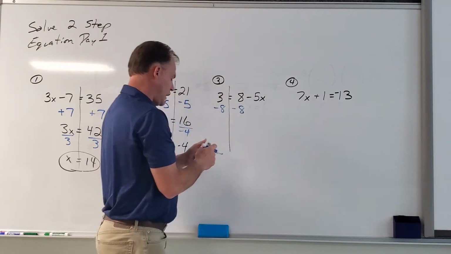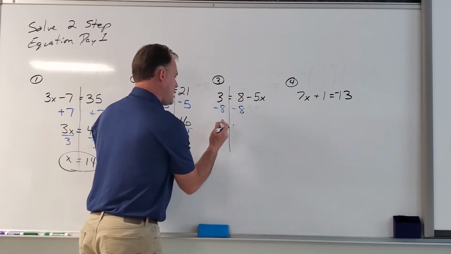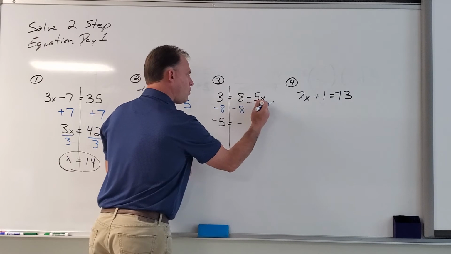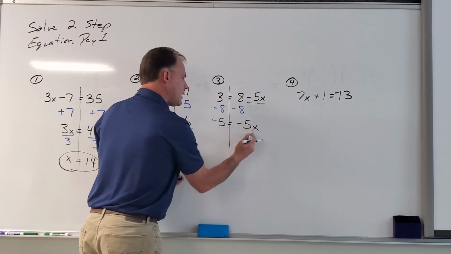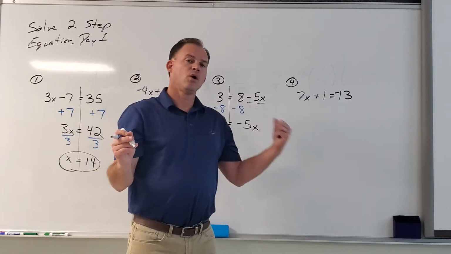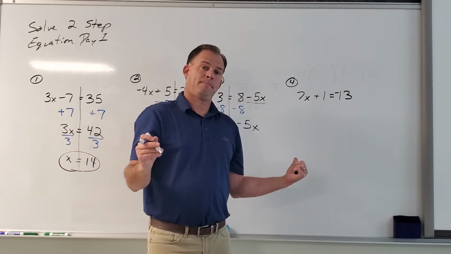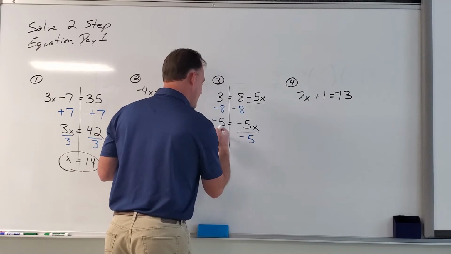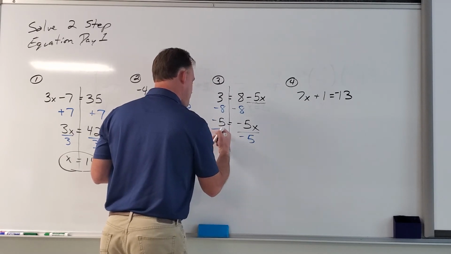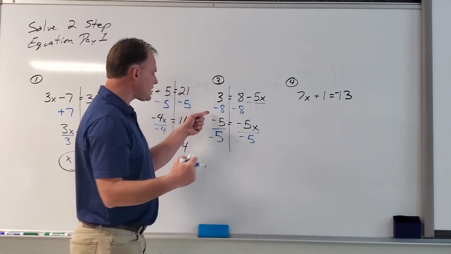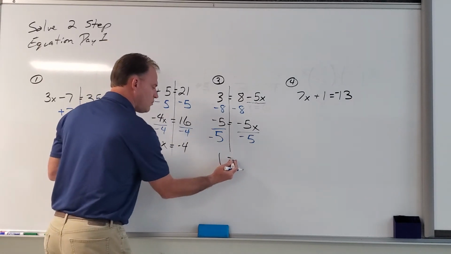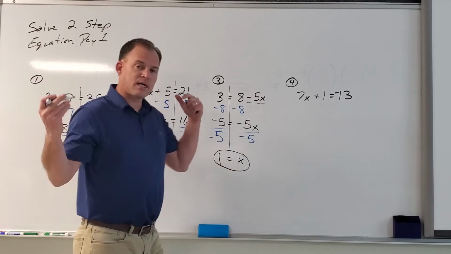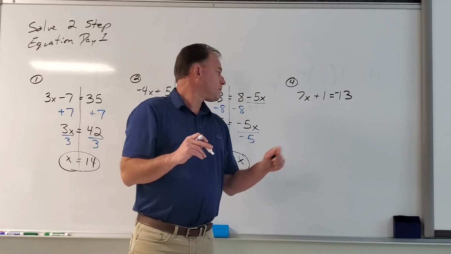Minus 8 on both sides. So that is going to give me negative 5, and I bring this whole thing down as negative 5x. What's the next step? Divide by negative 5. Negative divided by negative is positive, 1 positive x. The variable's by itself. The problem is over.